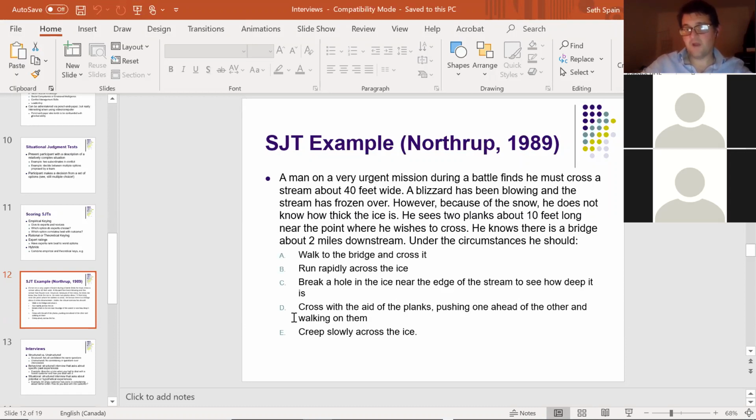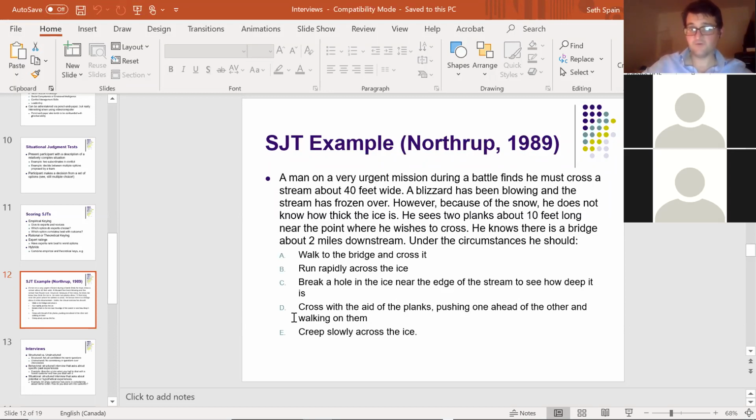I used to think that running rapidly across the ice was a terrible idea, but then I learned that if you move very quickly, you can run across a covered pool, like a pool that's got a winter cover on it. So maybe it's not so bad. But again, this is to give an idea of how these different approaches would work.